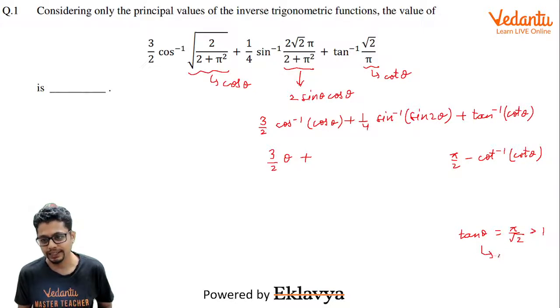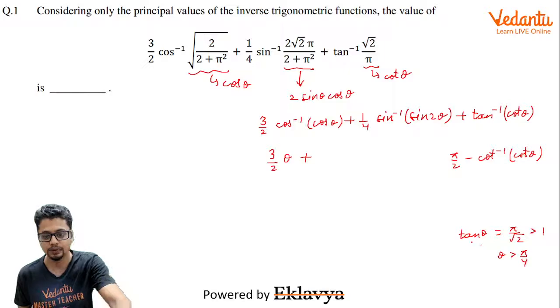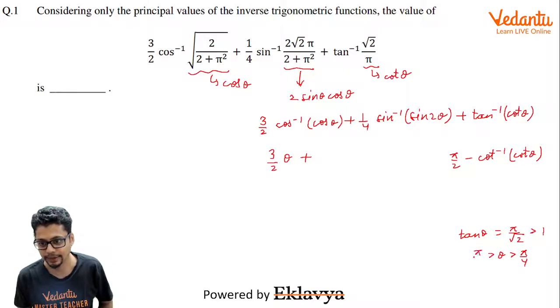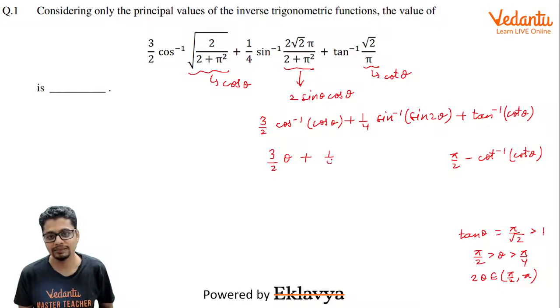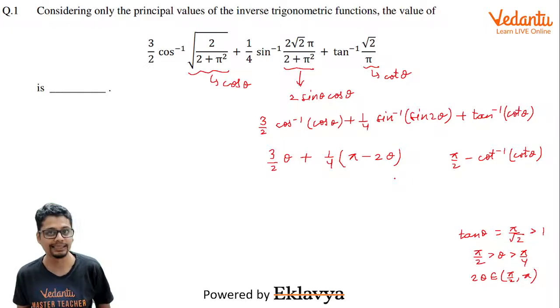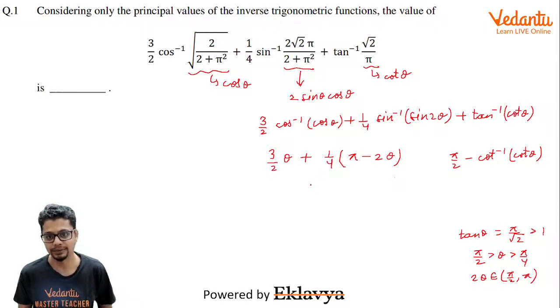So you may say theta being in the first quadrant is greater than pi by 4, and of course it is less than pi by 2. So yes, theta is greater than pi by 4 and less than pi by 2. So what about 2 theta? 2 theta will lie in the interval pi by 2 open to pi open. So what about sine inverse sine 2 theta? Very simply it will be pi minus 2 theta. Because if sine inverse sine x is there and x lies in the interval pi by 2 open to pi open, sine inverse sine x will be pi minus x. So that's how we do it.